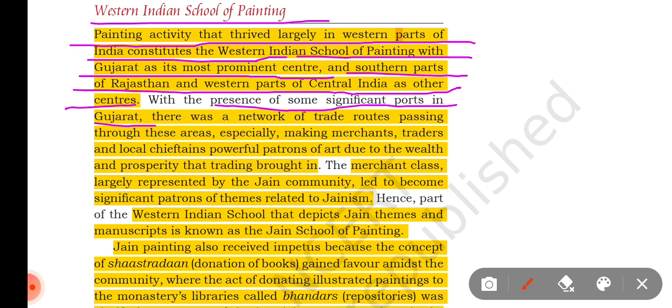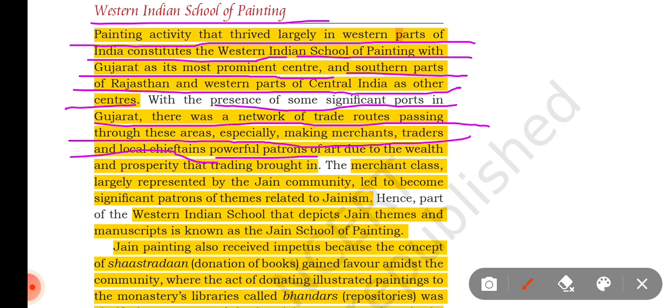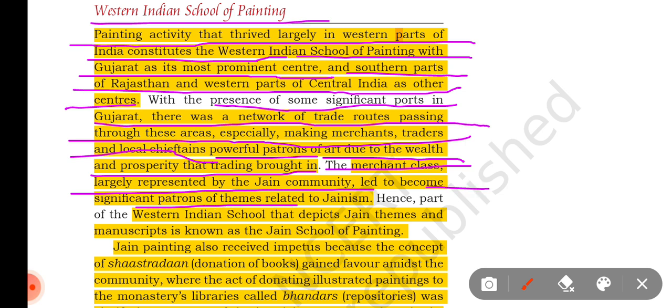In Gujarat, there was a network of trade routes passing through the area, making merchant traders and local chieftains powerful patrons of art due to the wealth and prosperity that trading brought in. The merchant class, largely represented by the Jain community, became significant patrons of themes related to Jainism. Hence, the part of the Western Indian school that depicts Jain themes and manuscripts is known as the Jain school of painting.